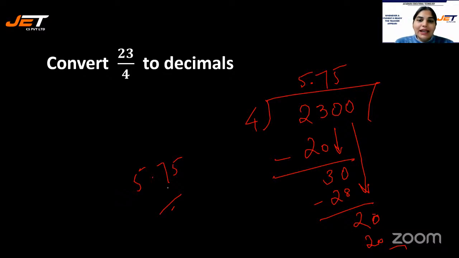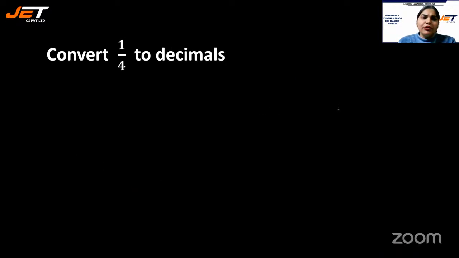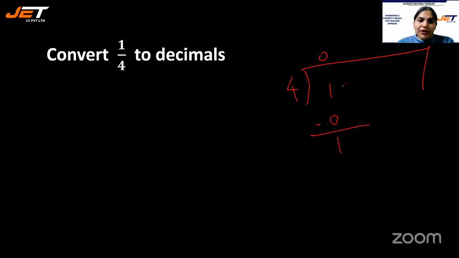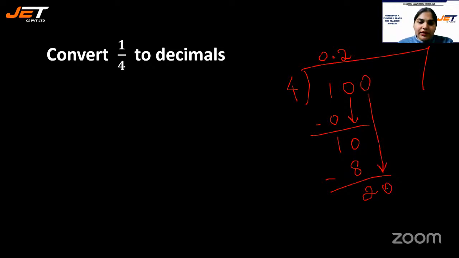Now, one last question we will do. 1 by 4 to decimal. So 4 times 0 is 0. We know that. We'll put an extra 0 and a decimal here. Bringing down 0, 4 times 2 is 8. Okay, I got 2. Putting one more extra 0. 4 times 5 is 20. So here I got 1 by 4 as 0.25.